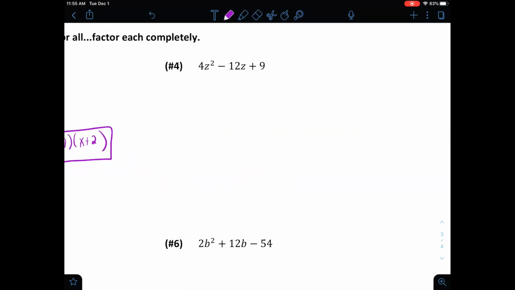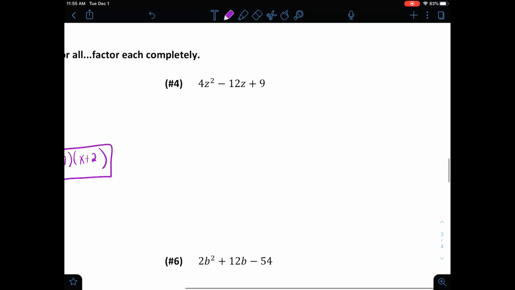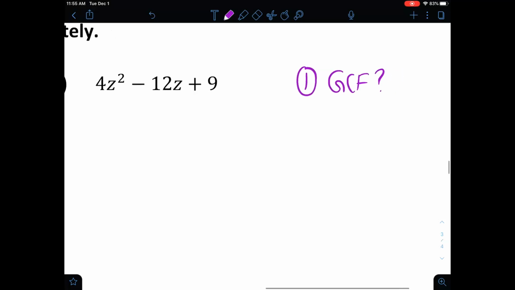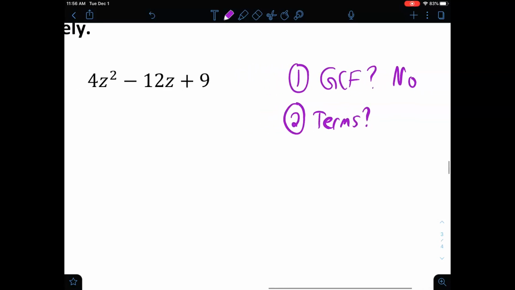All right, number 4, 4z squared minus 12z plus 9. First things first, GCF. Do we have a GCF here? 4 and 9 are even and odd numbers. They do not have any numbers in common we can pull out. There's no GCF, and this one doesn't have any variables in common, so that's not going to work. Terms. How many terms do we got here? We have 3 terms.